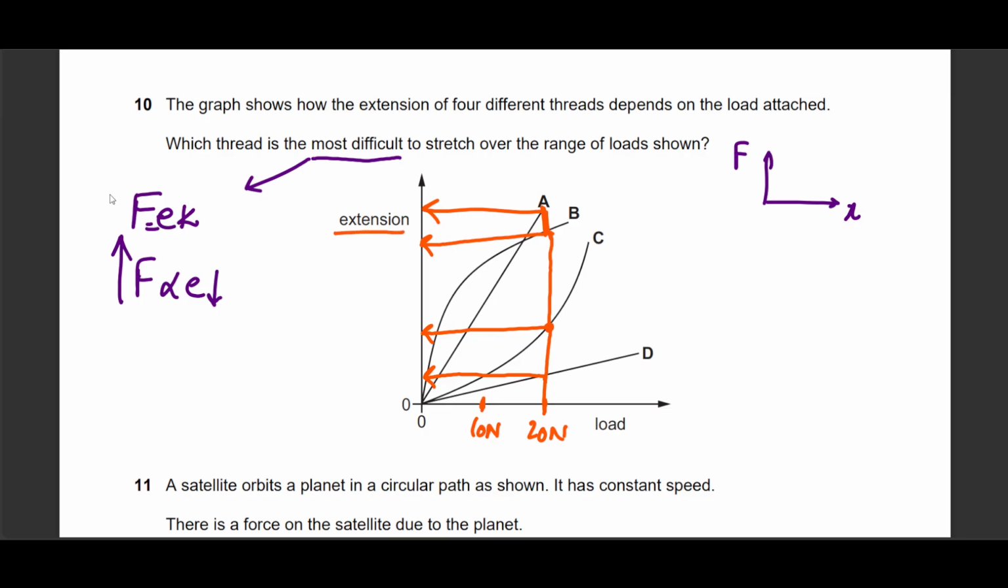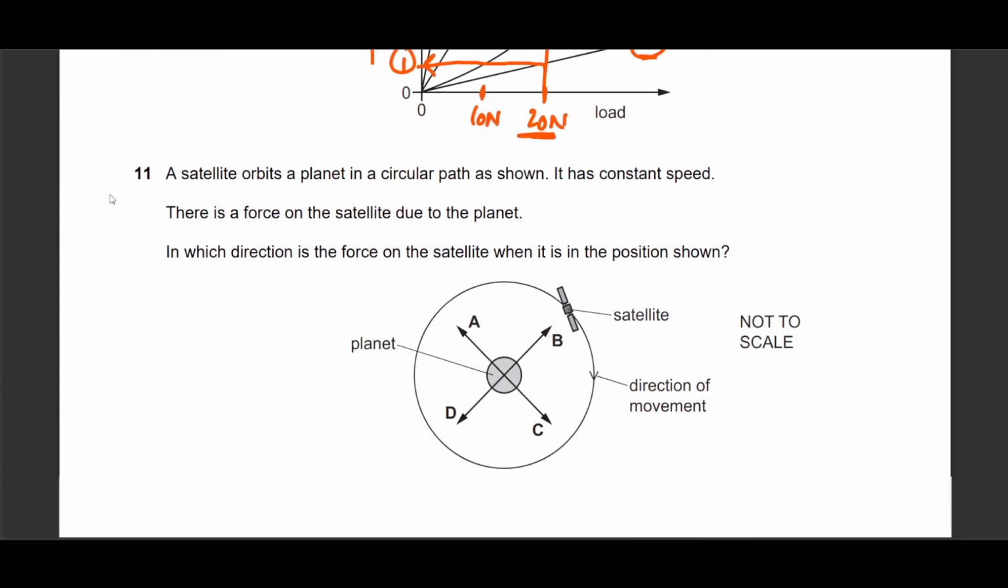We can see that the extension value is increasing from 1, this is 1, this is 3, this is 5, and let's say this is 7. It's increasing. For the same amount of force, option D has stretched the least amount, which means that it would be most difficult to stretch. It is the most difficult to stretch across this range of loads. So option D would be the right answer for question number 10.